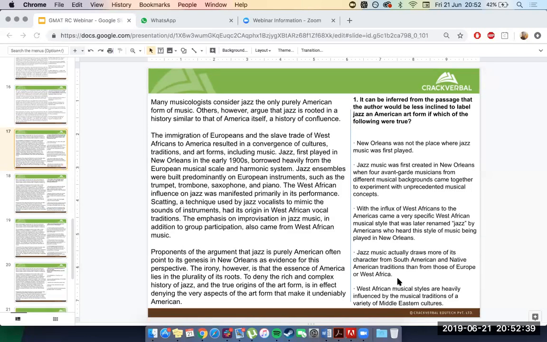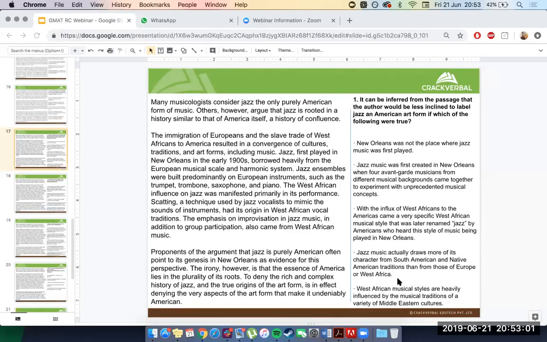You know that it has nothing to do with South American or Native American musical traditions, right? So you'd be like, yeah, okay, that seems fair enough. That would make the author, that would make everyone less inclined to call jazz American. But if we look at only the information given to us in the passage and only what we can infer from the passage, the author thinks jazz is American and the author is on team confluence.